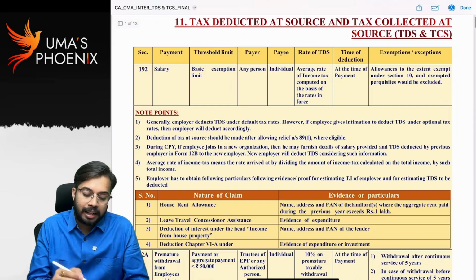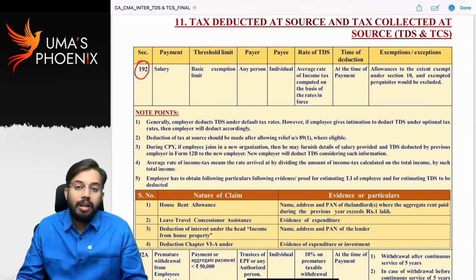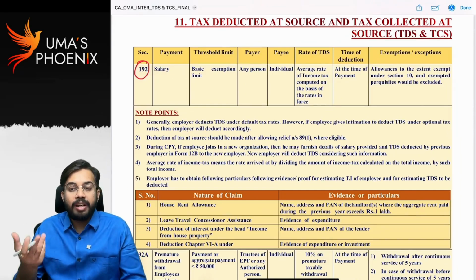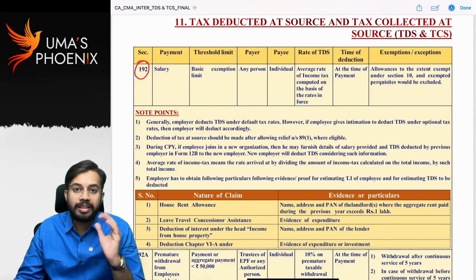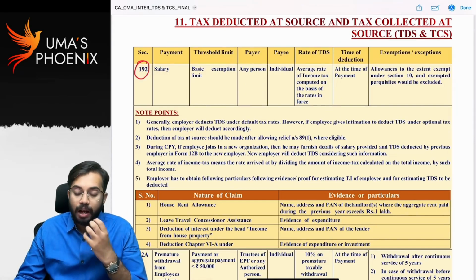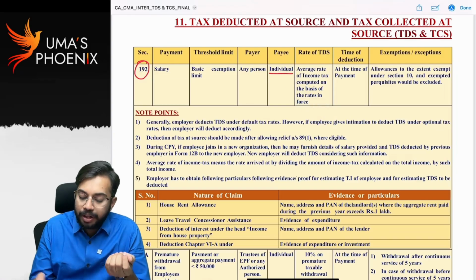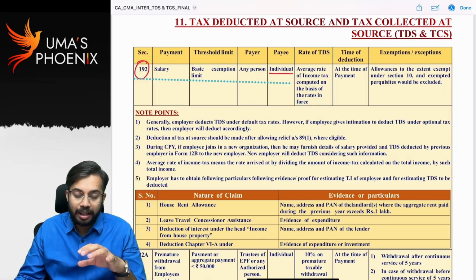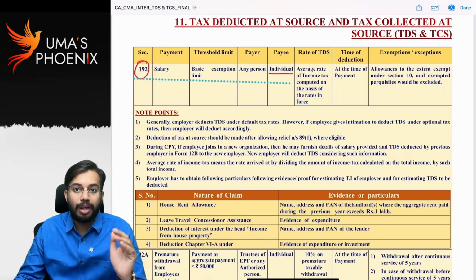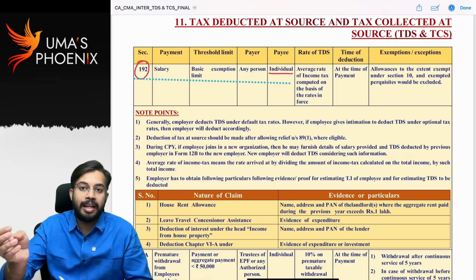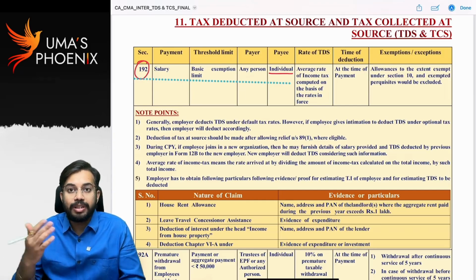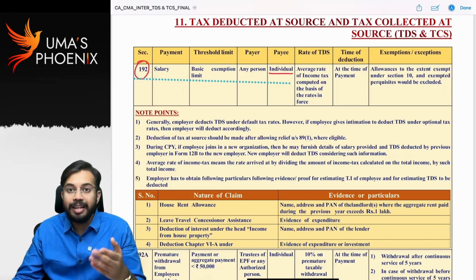Now first let us start with section 192. Under section 192, who is required to deduct TDS? Employer is required to deduct TDS, and payee can be any individual whether he is resident or non-resident. If the amount of salary is up to basic exemption limit, no TDS is required to be deducted by employer. For example, employee salary is 20,000 per month. 20,000 into 12, 2,40,000. It is less than basic exemption limit. Employer is not required to deduct TDS on 2,40,000.